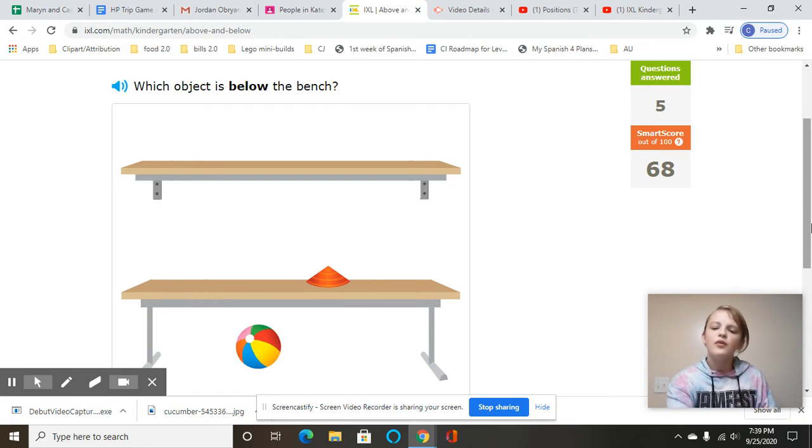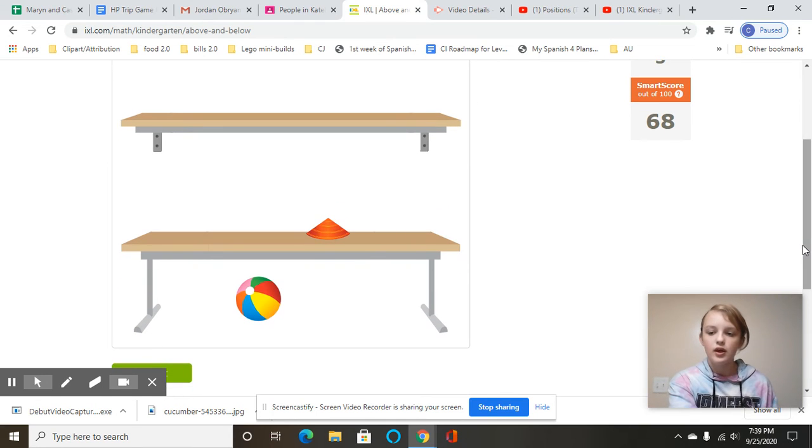Let's see. I think we have time for one more example. Which object is below the bench? Well, if the cone is on top of the bench again, because it's higher than, the beach ball must be below the bench because it's lower than. So then it's the beach ball.